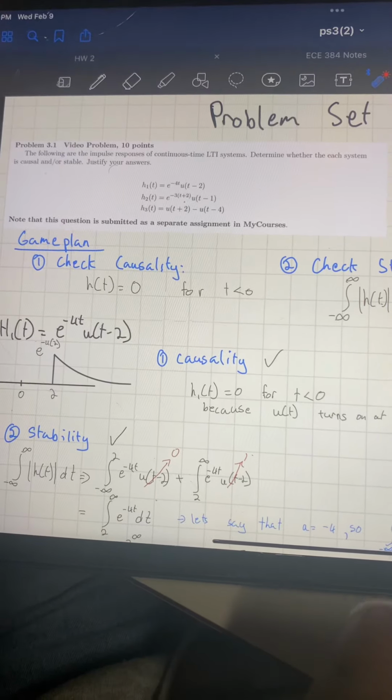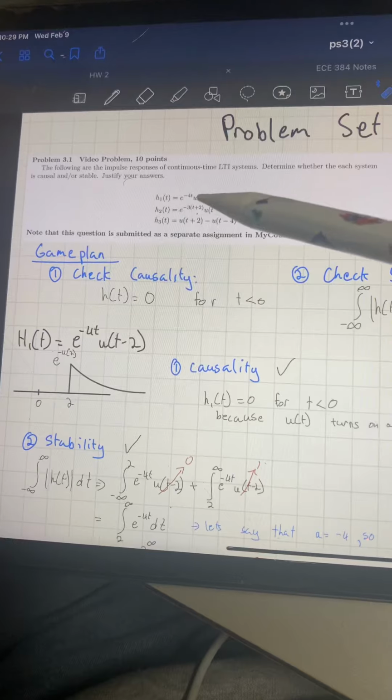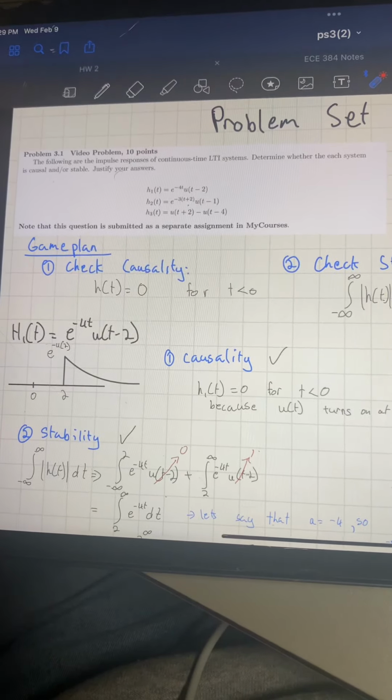Today we're going to be solving problem set 3.1, where our goal is to determine whether these systems h1 to h3 of t are causal and stable.